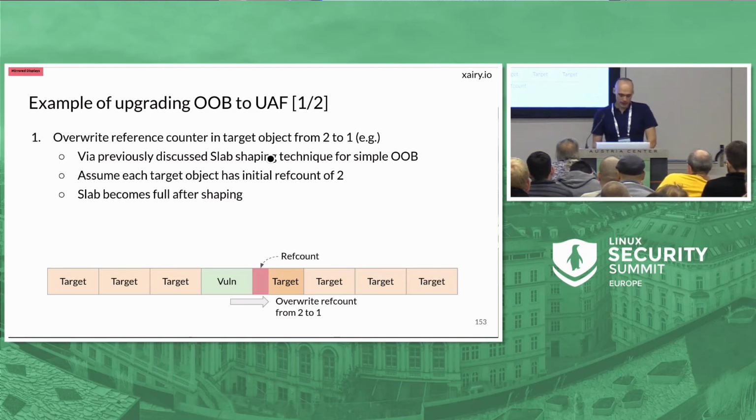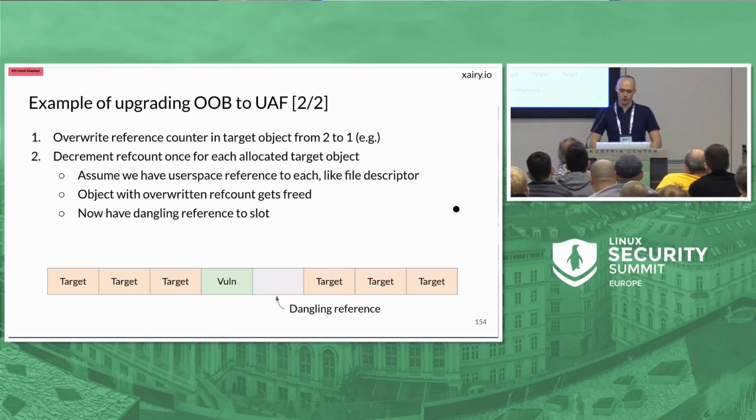So we assume that it has the initial ref count of 2, and technically, we do know that the SLUB becomes full after shaping. So when we executed our out-of-bounds shaping strategy for the simple out-of-bounds bug, we fully filled this SLUB with target objects, which means it's one of the full SLUBs right now, and it's not tracked by the SLUB allocator. So let's corrupt our ref counter, decrement it from 2 to 1, and then for each target object that we allocated from user space, I assume we have some kind of references to those objects, like a file descriptor or something else, and we're going to close those file descriptors once for each of the target objects to decrement the reference counter of each target object from 2 to 1, at least for those that we initially allocated.